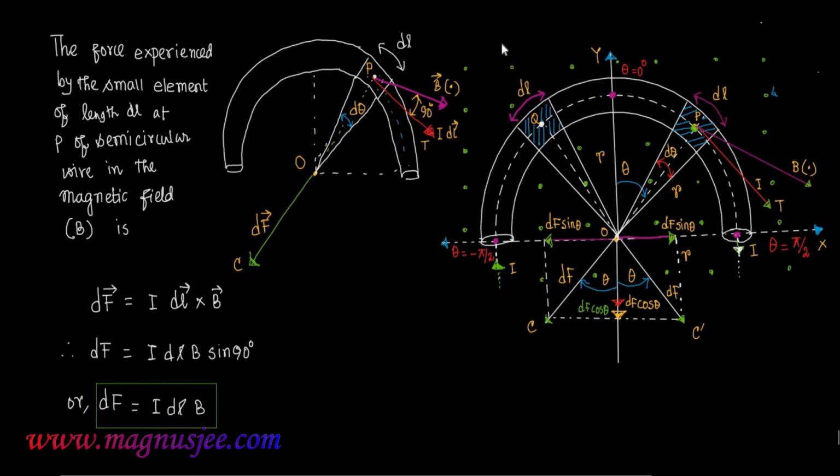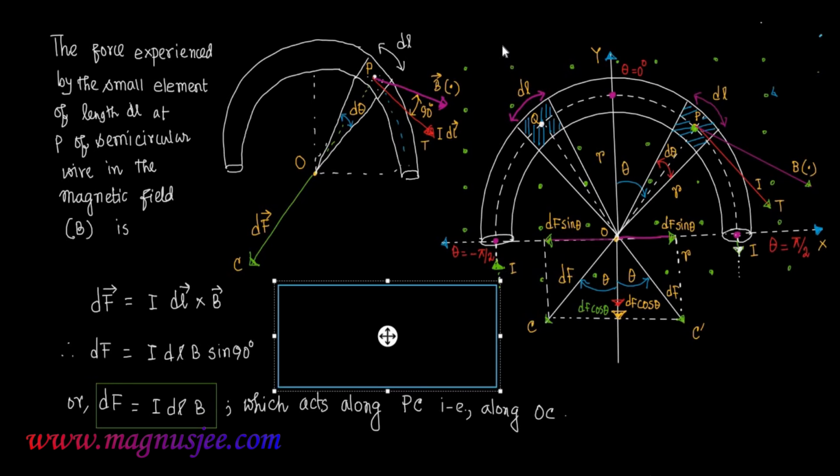dF is equal to I dl B, where dl is the length of the small element and B is the magnetic flux density or magnetic field induction at the point P, such that the magnetic field induction is acting outwards. So we get the expression of the force experienced by the small element, that is dF is equal to I dl B, and this force acts along the direction PC, that is along OC.